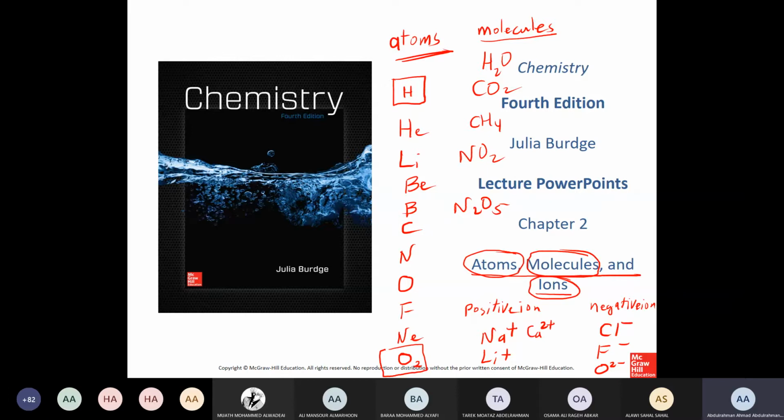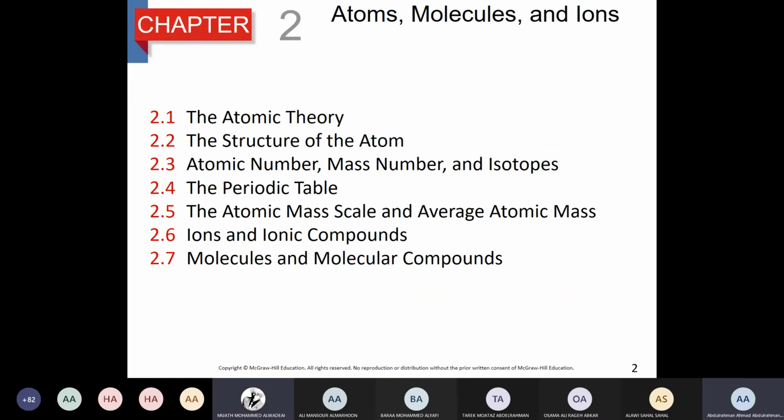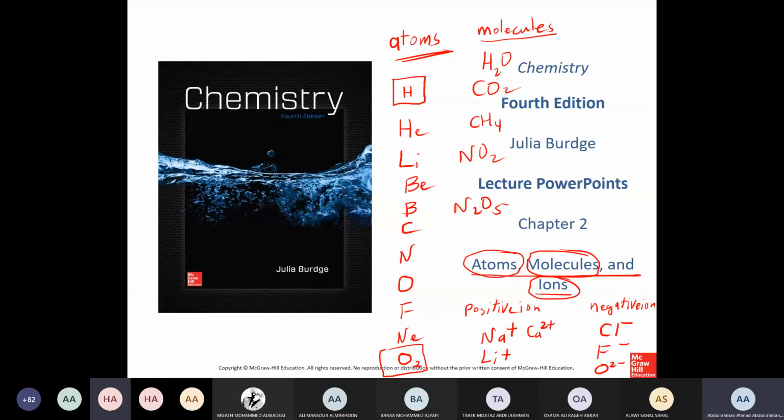Calcium 2 plus. What's the meaning of positive ion? Losing electron. What happened to the atom? Losing electron. What's about the negative ion? It gains electrons. Gain electron. Very good. You have to know this.